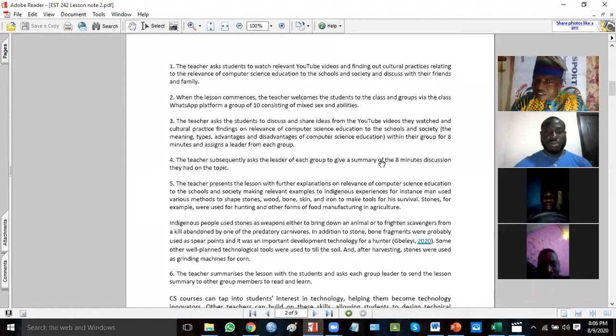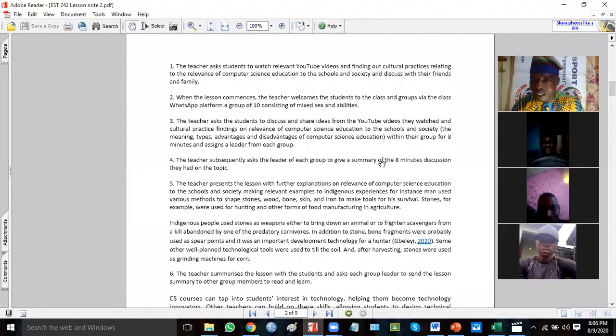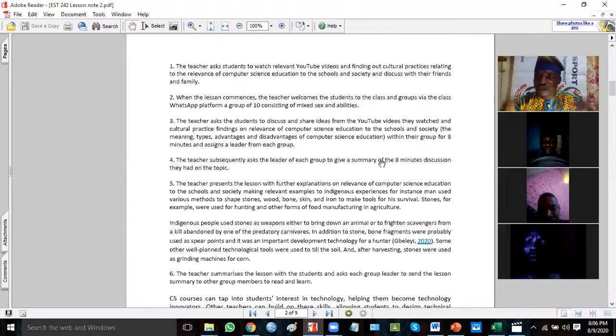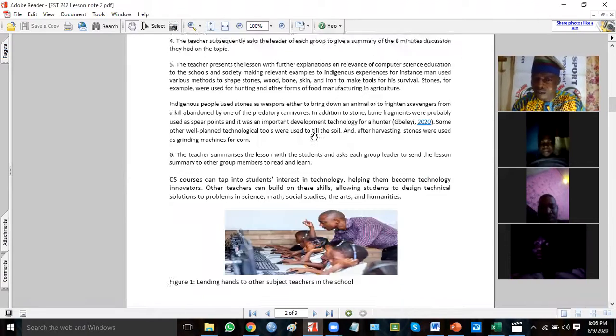Step 2 of the CTCA, what does it say? It says the lesson commences. The teacher welcomes the students to the class and groups them via WhatsApp. Because of the lockdown, this time around we are using a WhatsApp group and a Zoom group, in the form of a mixed method. The teacher asks the students to discuss and share ideas based on their findings from their parents. And these are the basic steps that I've just talked about.